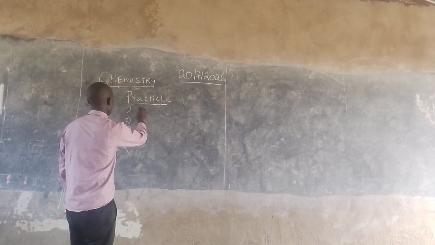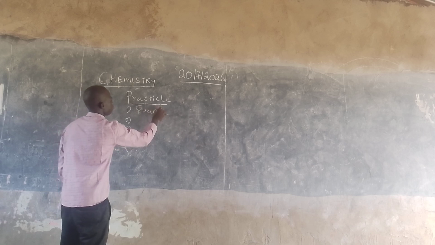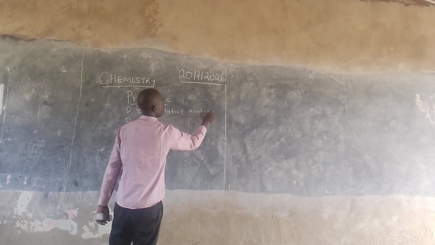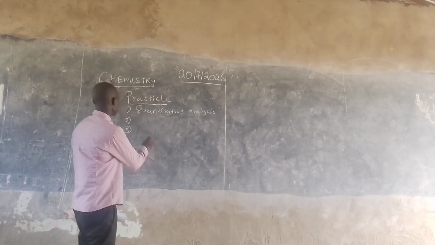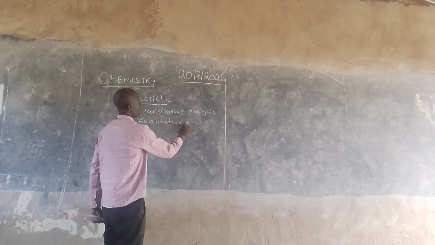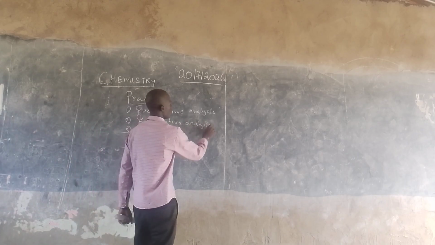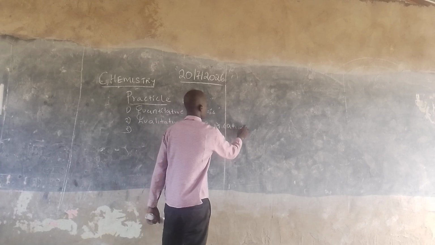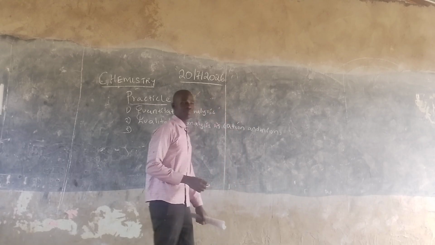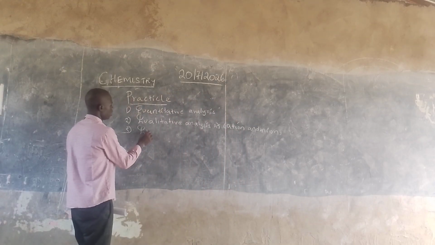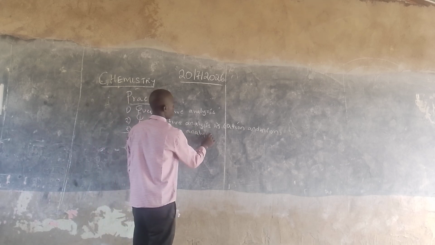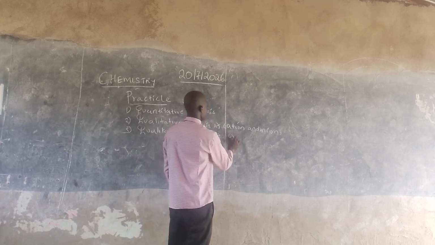Question 1 is all about quantitative analysis. Question 2 talks about qualitative analysis of cations and anions. Then the last question talks about qualitative analysis of organic chemistry.